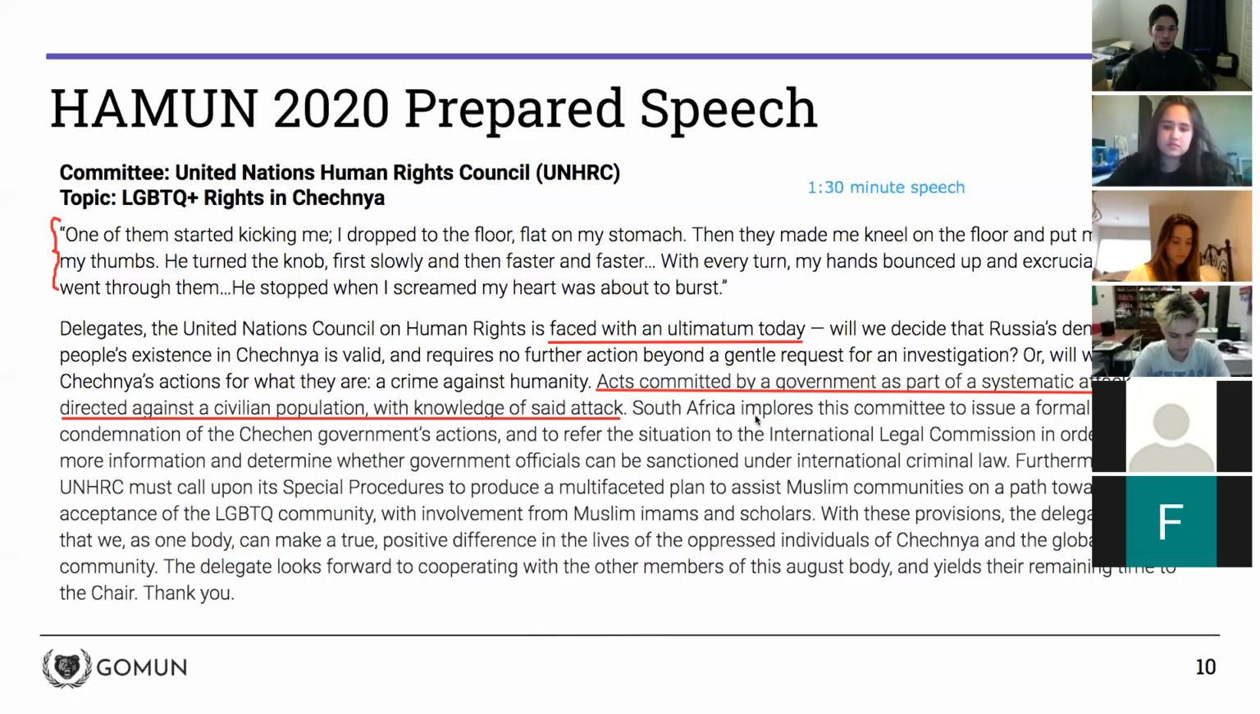So here, we give all three solutions that we mentioned in the position paper. So I'm going to change the color on that. Right here.